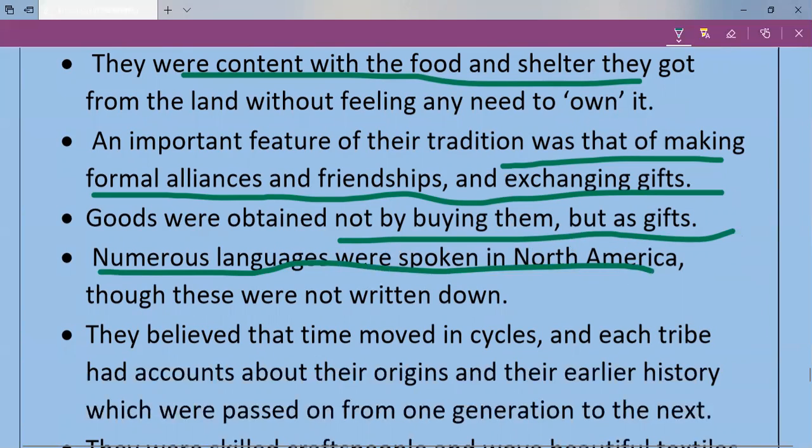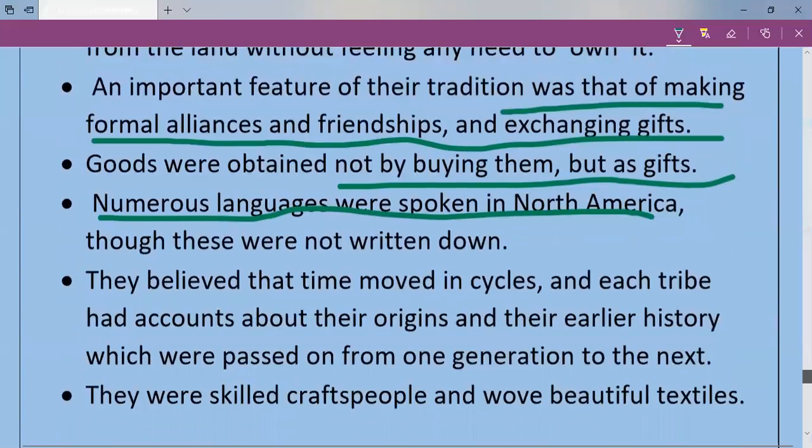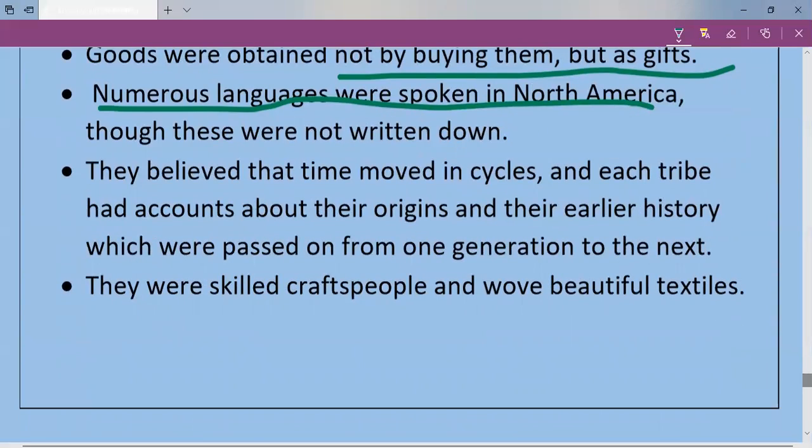They believed that time moved in cycles. Even though calendars, timepieces, and watches were not there, they believed in a cycle, like the seasons: summer, winter, autumn, spring. Each tribe had accounts about their origin, and their earlier history was passed on from one generation to another. So they had some kind of history. They knew what was taking place in their family, how they originated, how they were born into a family, or any changes occurring. They kept it in memory and told the stories from one generation to another.